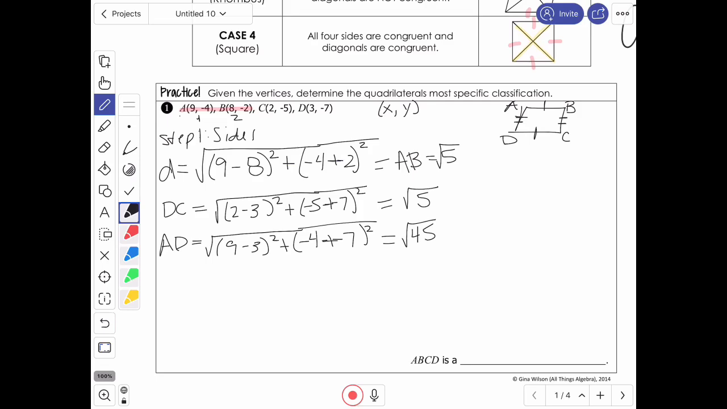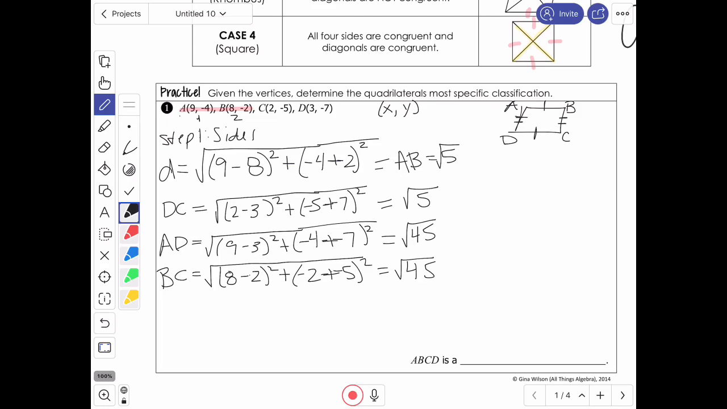So then last one would be DC. Oh wait, no, I already did say DC. BC. So BC, I'm going to take radical 8 minus 2 squared plus -2 minus -5. And square that. So again, -2 minus -5 turns into -2 plus 5. And that is also the square root of 45.